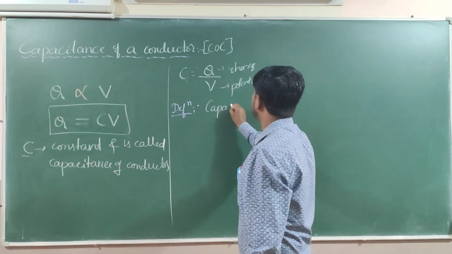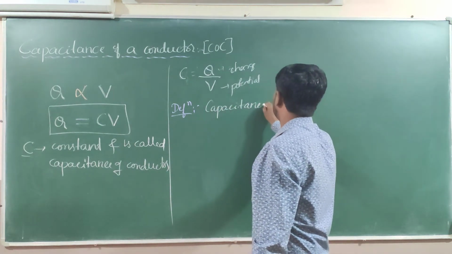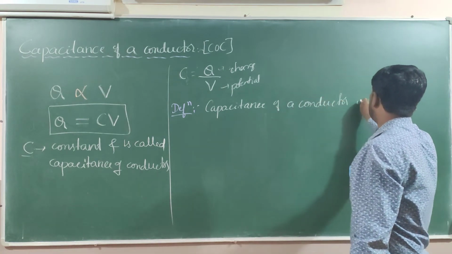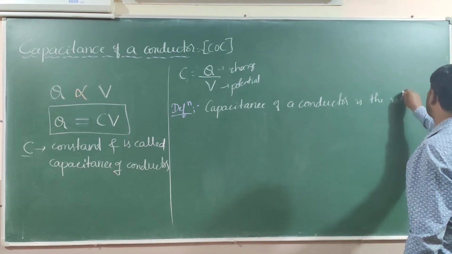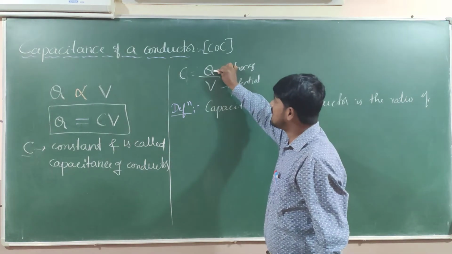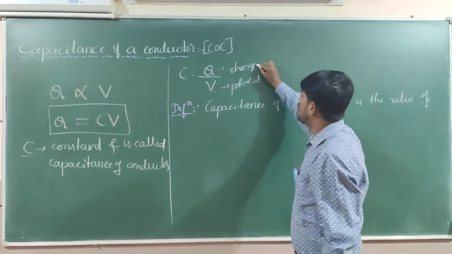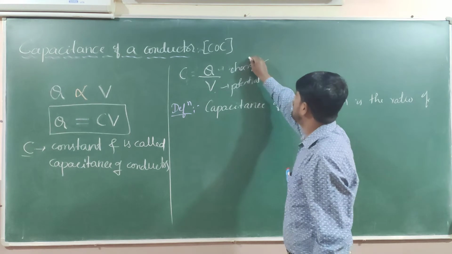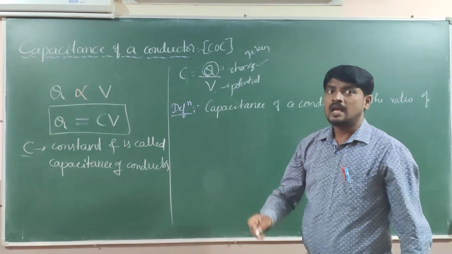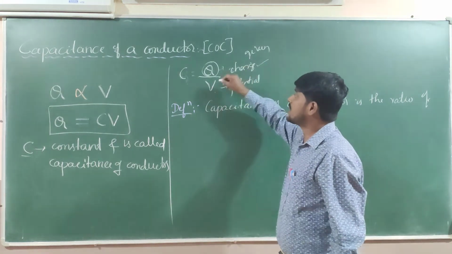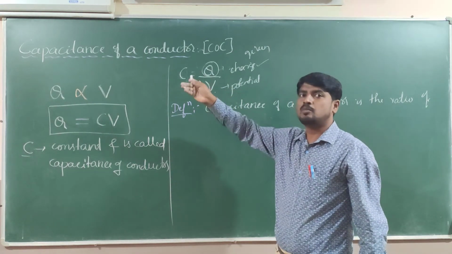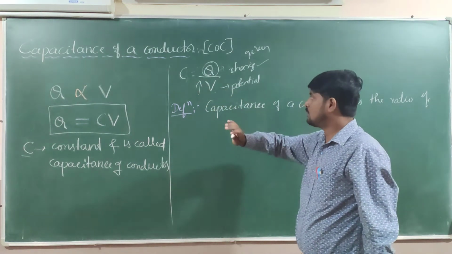Capacitance of a conductor is the ratio of what? Charge divided by potential. What have we done to the charge? We have given the charge Q. Then after giving the charge, what happened? Potential increases. Potential increases means a rise in potential. That we have to write.